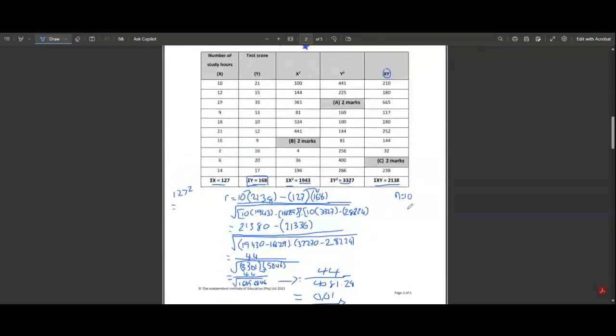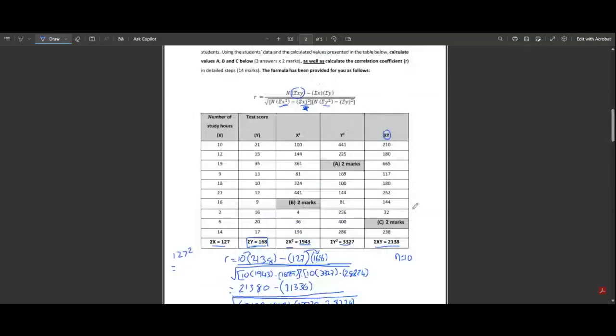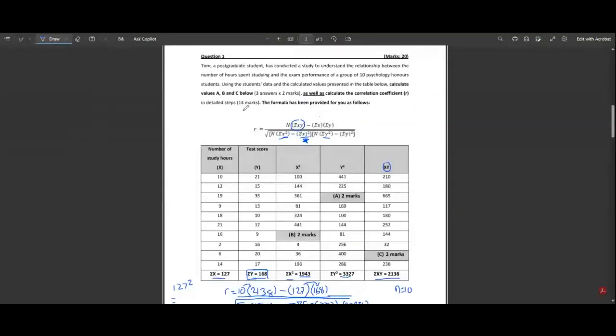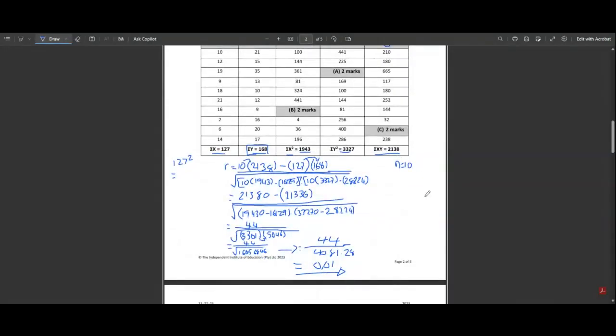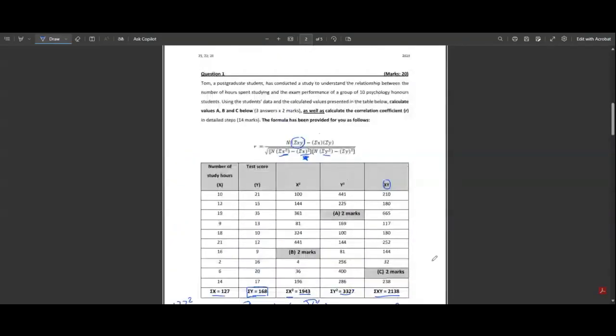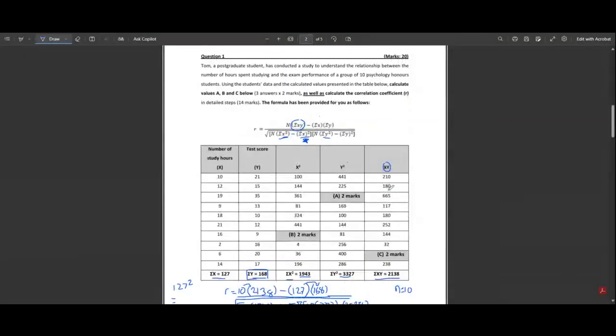Okay, and there we have it. That was lots of marks. 14 marks. Yeah, not too bad because they give you many of the values, all right? Yeah, it's very likely that you will get a question very similar to this.